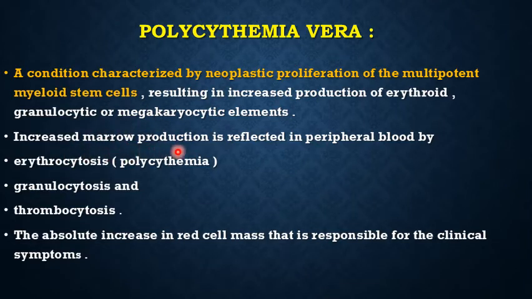Its increased marrow production is reflected in the peripheral blood in the form of erythrocytosis, polycythemia, increased red blood cell mass, because there is a neoplastic proliferation of the myeloid stem cell or erythroid progenitor cells. It also leads to granulocytosis, an increase in the amount of white blood cells, and an increase in the number of platelets. All of these multipotent myeloid stem cells are proliferating, so it will lead to an increase in the elements of the blood. The absolute increase in the red cell mass is responsible for the clinical symptoms.